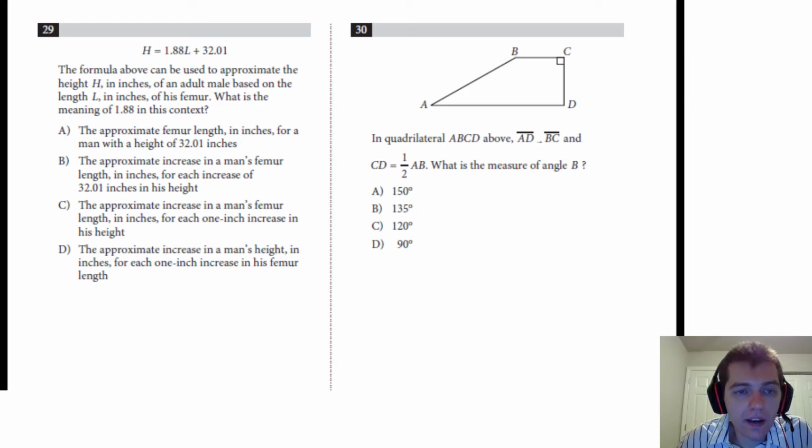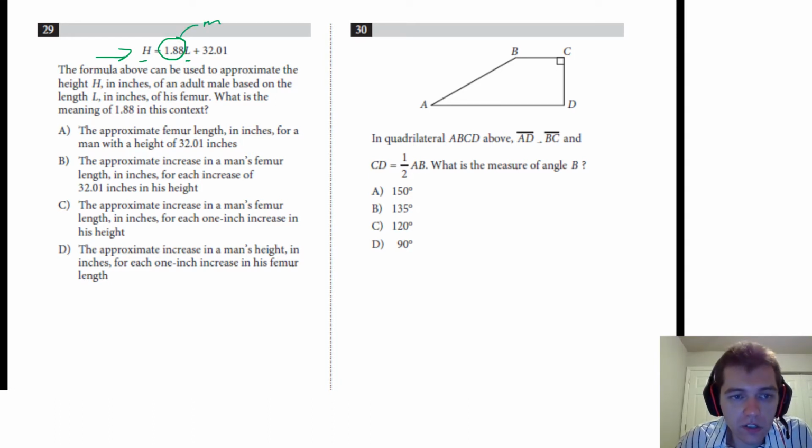Problem 29. The formula above can be used to approximate the height h in inches of an adult male based on the length L in inches of his femur. What is the meaning of 1.88 in this context? That 1.88 should be easy to identify as a slope. This is a line in the y equals mx plus b form, where this 1.88 is the slope m of that line.